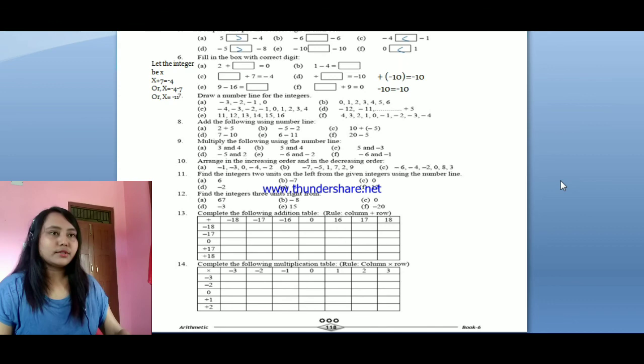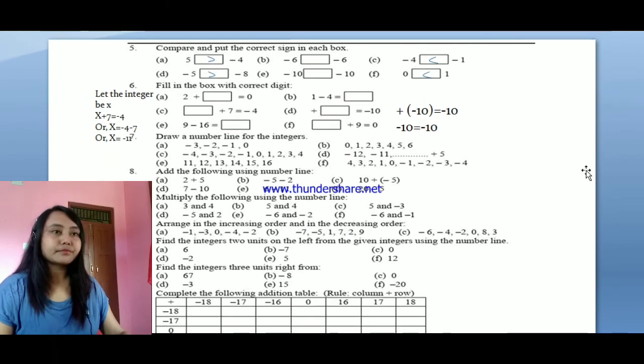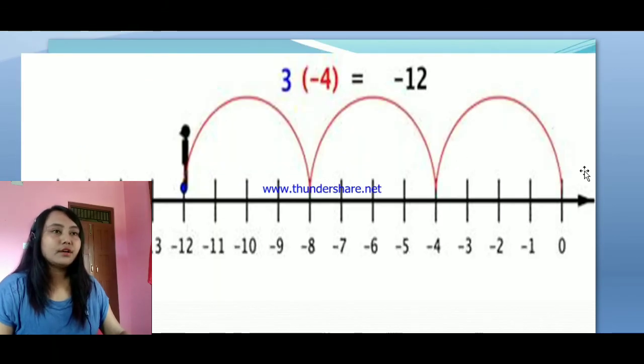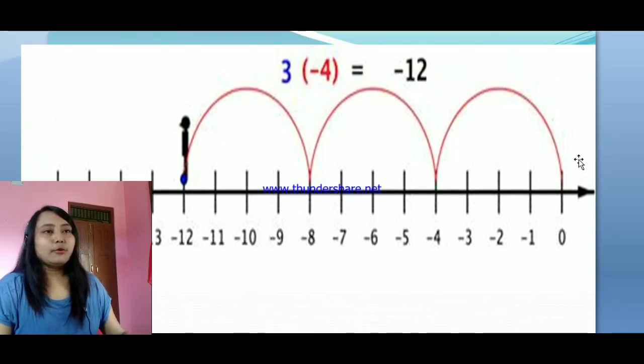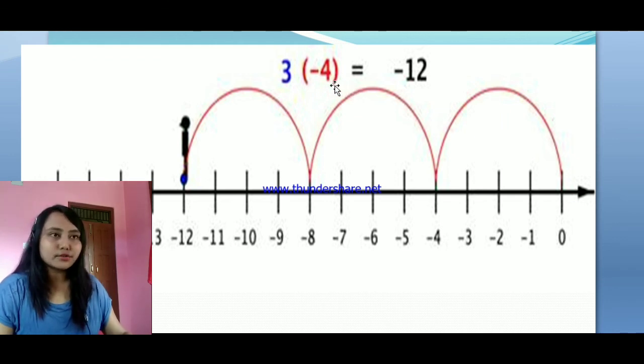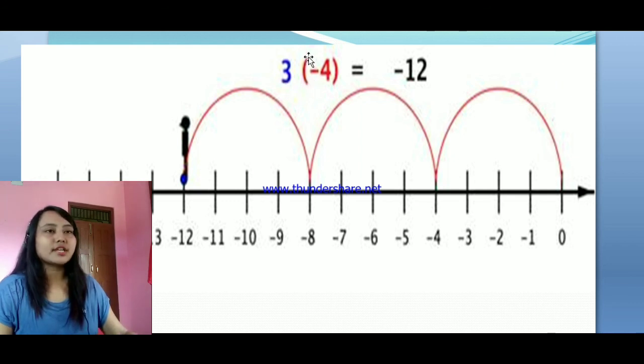Okay, so this one is the exercise. And this one is another important topic. When there is a multiplication and the multiplication carries a negative integer also, then how should we represent it on a number line? Here the number given is 3 and in brackets -4.